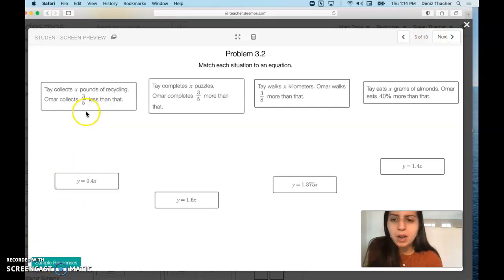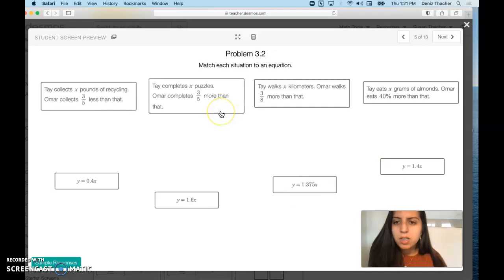So another card sort. Again, I organize my situations on the top and the equations on the bottom. So the first situation is Tay collects x pounds of recycling, Omar collects 3/5 less than that. Based off the steps that we discussed in the last slide, you can change this fraction into a decimal by dividing the top by the bottom, and because it's less than, you're going to subtract that from 1. Again, 1 represents 100%. So is this first situation represented by the first equation, the second equation, the third equation, or the fourth equation?